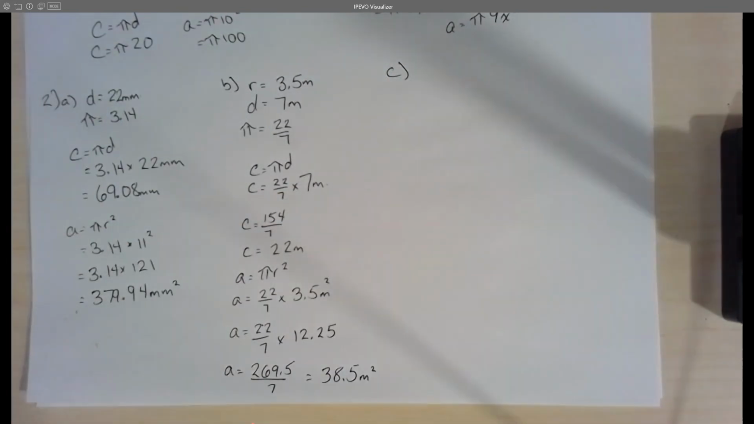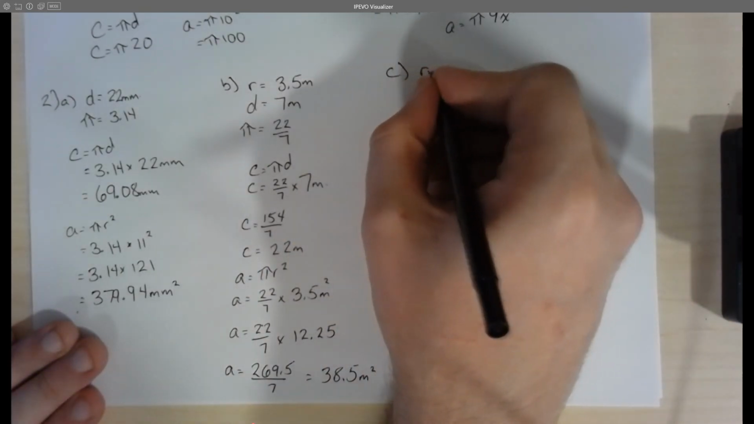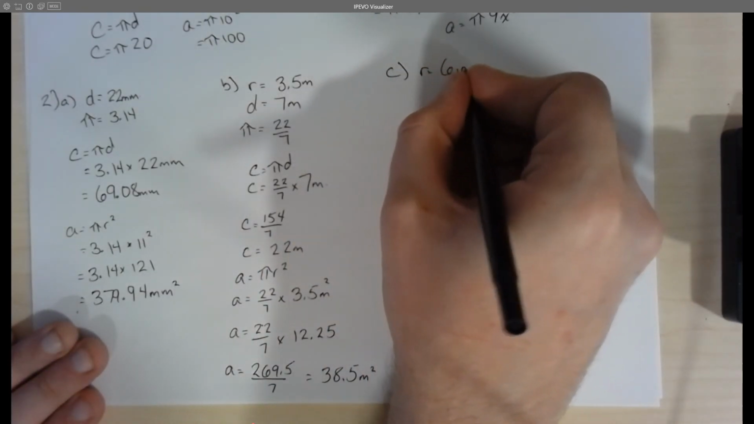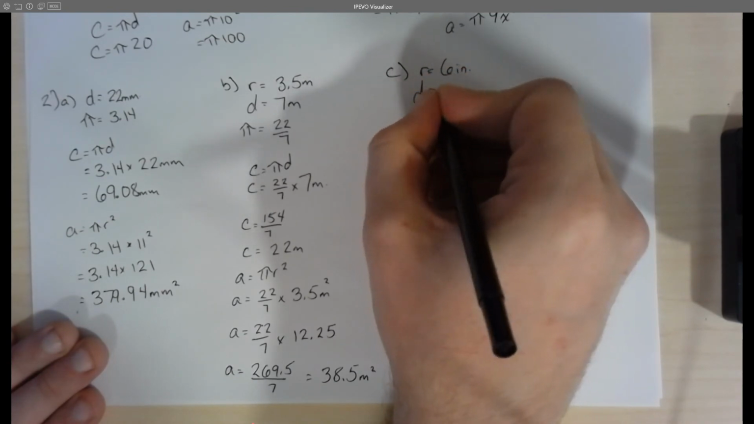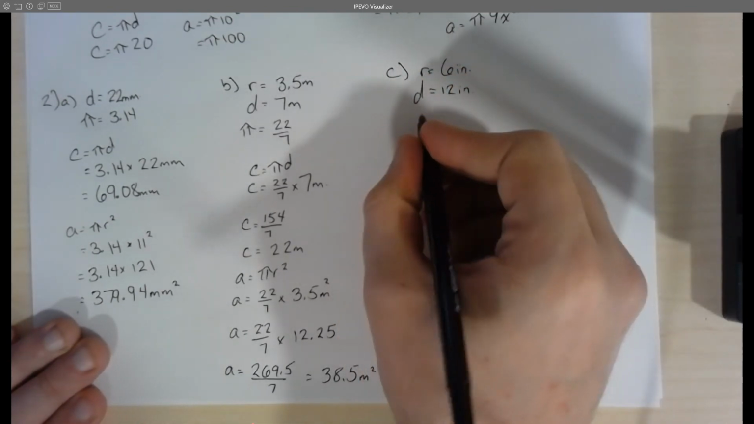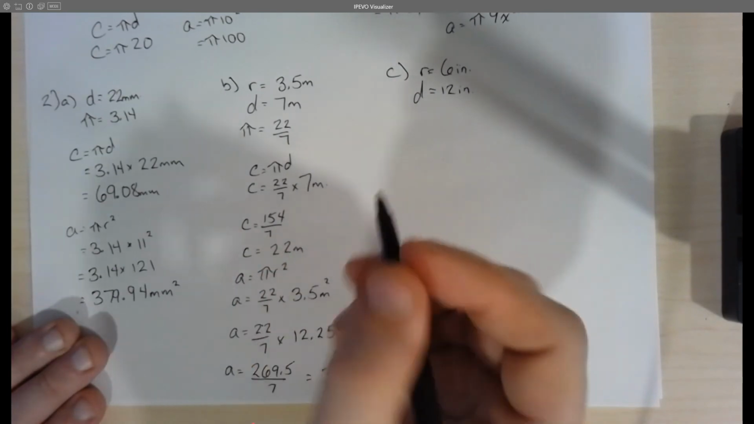C asks you to just basically use the value of pi from your calculator. For this particular question, your calculators might all be different, so you might end up with a slightly different answer than myself, which is okay as well. It gives us a radius of 6 inches, which means that we have a diameter of 12 inches. And then it asks us to use pi from your calculator.